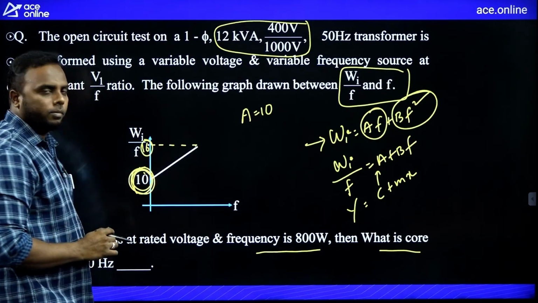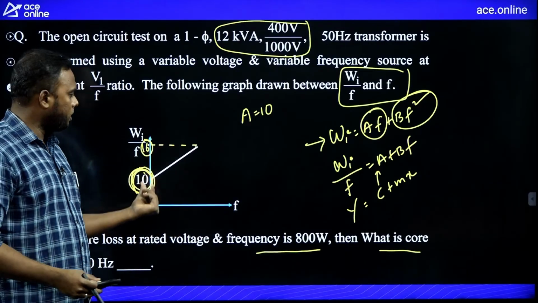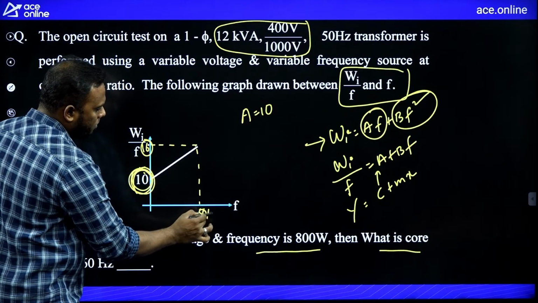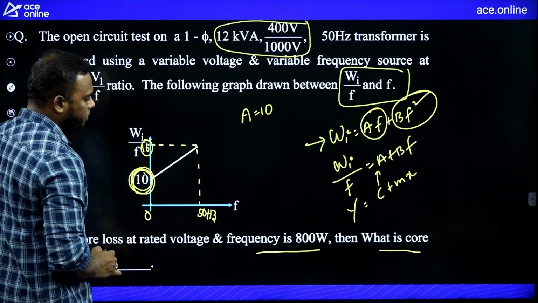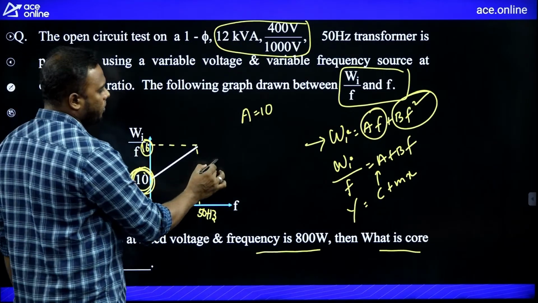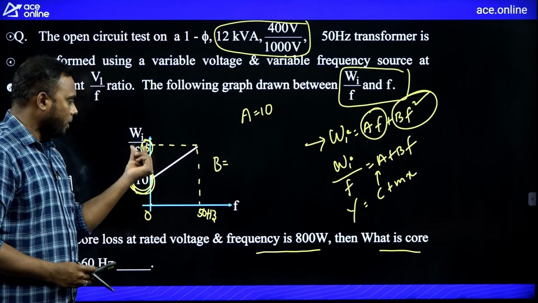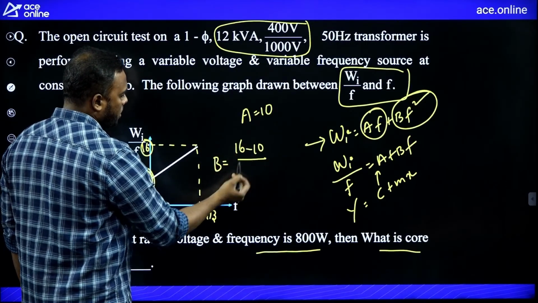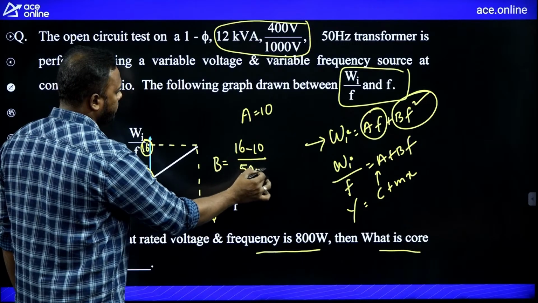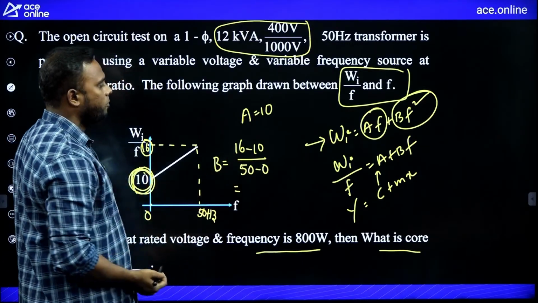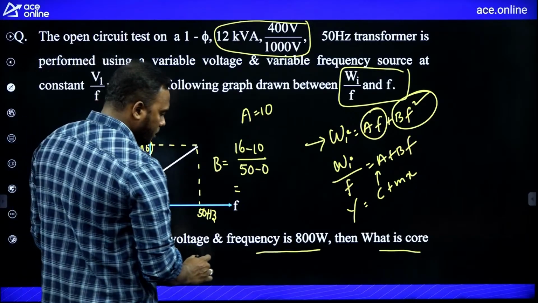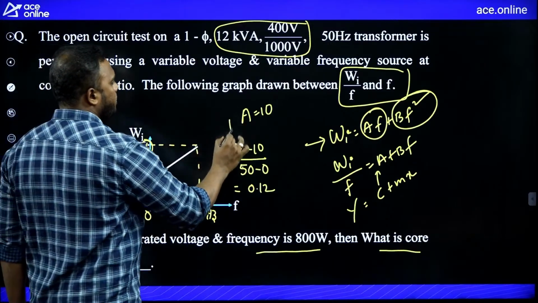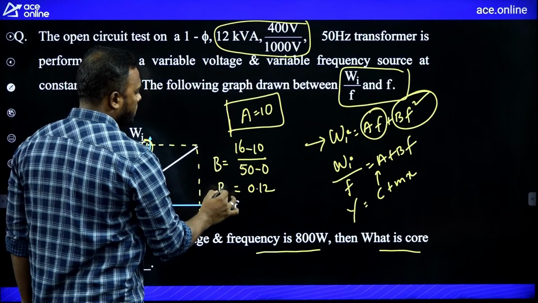This value is 10. What is the change on the y-axis here? From 10 to 16 it increased, for what frequency? 50 Hz, the rated frequency. This is 0 frequency. Now you can find the slope. What is the slope formula? y2 minus y1 by x2 minus x1. 16 minus 10 divided by 50 minus 0. That is 6 by 50. Calculate the B value: 0.12 we get. So the A value is 10 and the B value is 0.12.